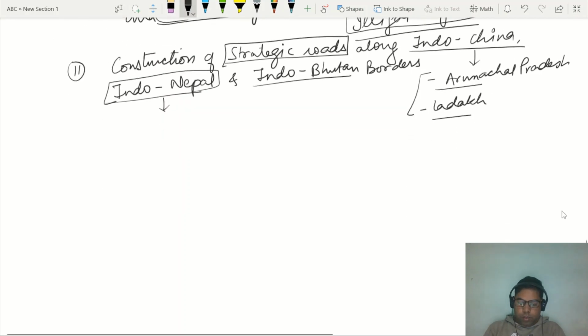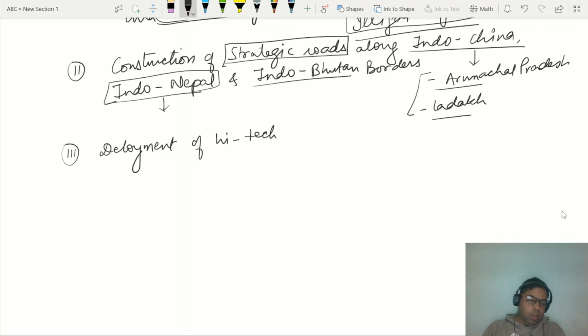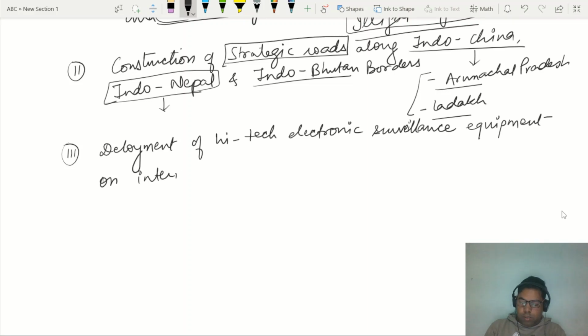The third strategic point, or the third initiative taken by the Department of Border Management, is the deployment of high tech electronic surveillance equipment on international borders.